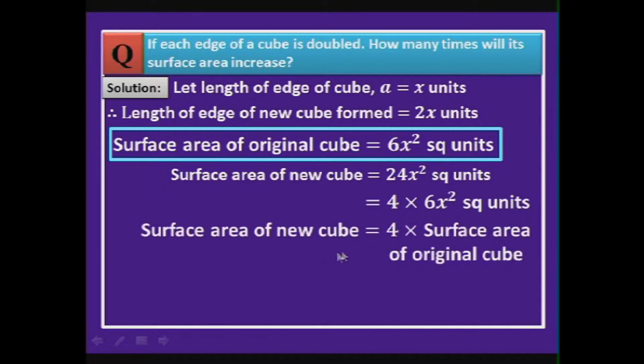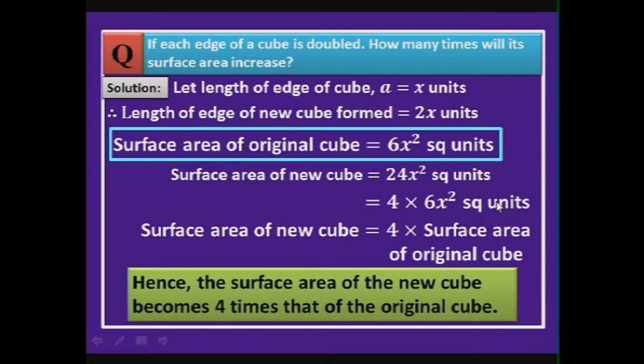So, surface area of new cube is 4 into surface area of original cube. That means, we can say that the surface area of the new cube becomes 4 times that of the original cube. Got it children? So, children, before we end our session, let us quickly recap what we have learnt in this session.